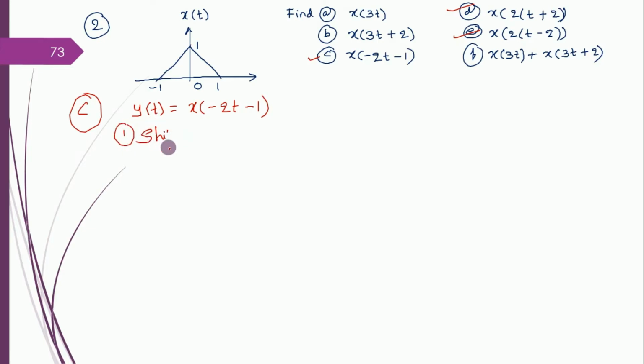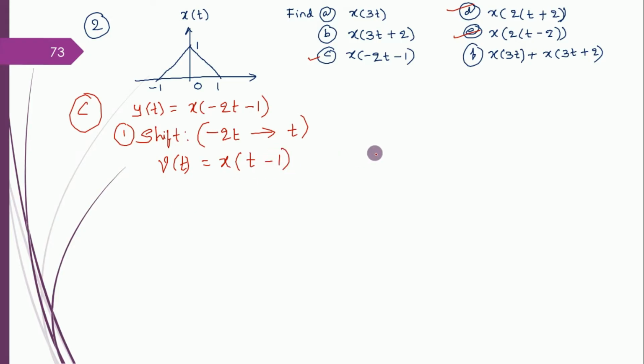So here, according to the precedence rule, I need to first give preference to shifting. In shifting, whatever the scaling might be, replace it with t. Minus 2t should be replaced with t. So this is what we are doing. The intermediate signal I represent as v of t.